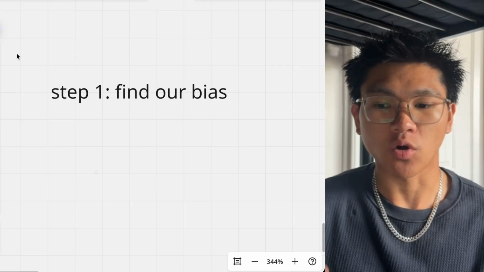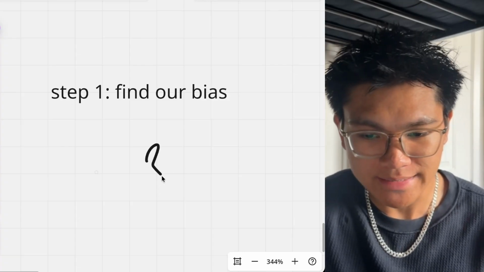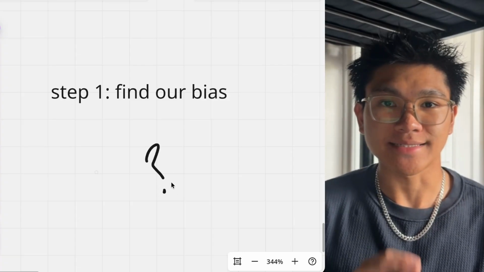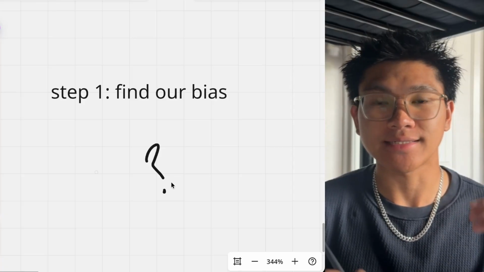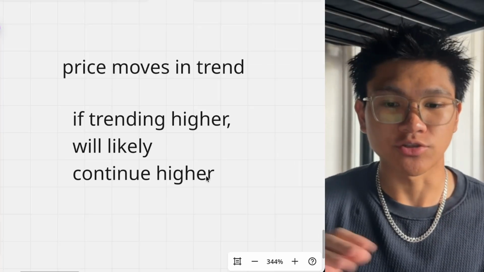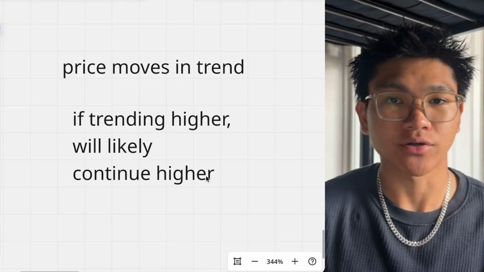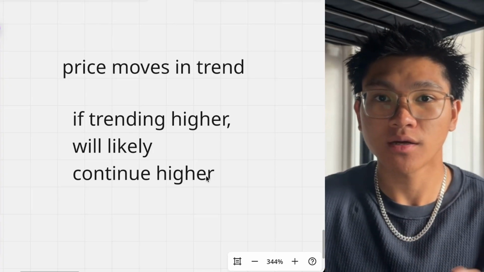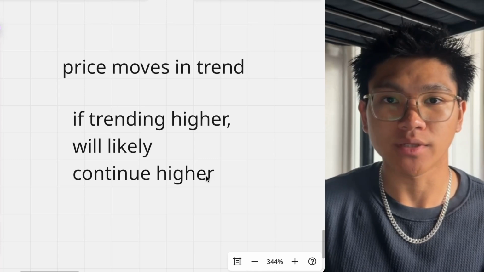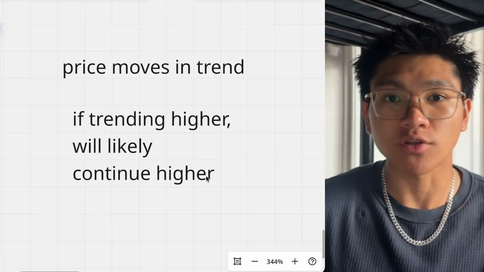And the very first step is we are going to find our bias. Now, what exactly is our bias? Our bias is the direction that price is very likely going to continue moving towards. Price moves in trends, so that means that if it's trending higher, it is likely going to continue moving higher. Likewise, if it is going down, it is also going to continue searching for lower prices.